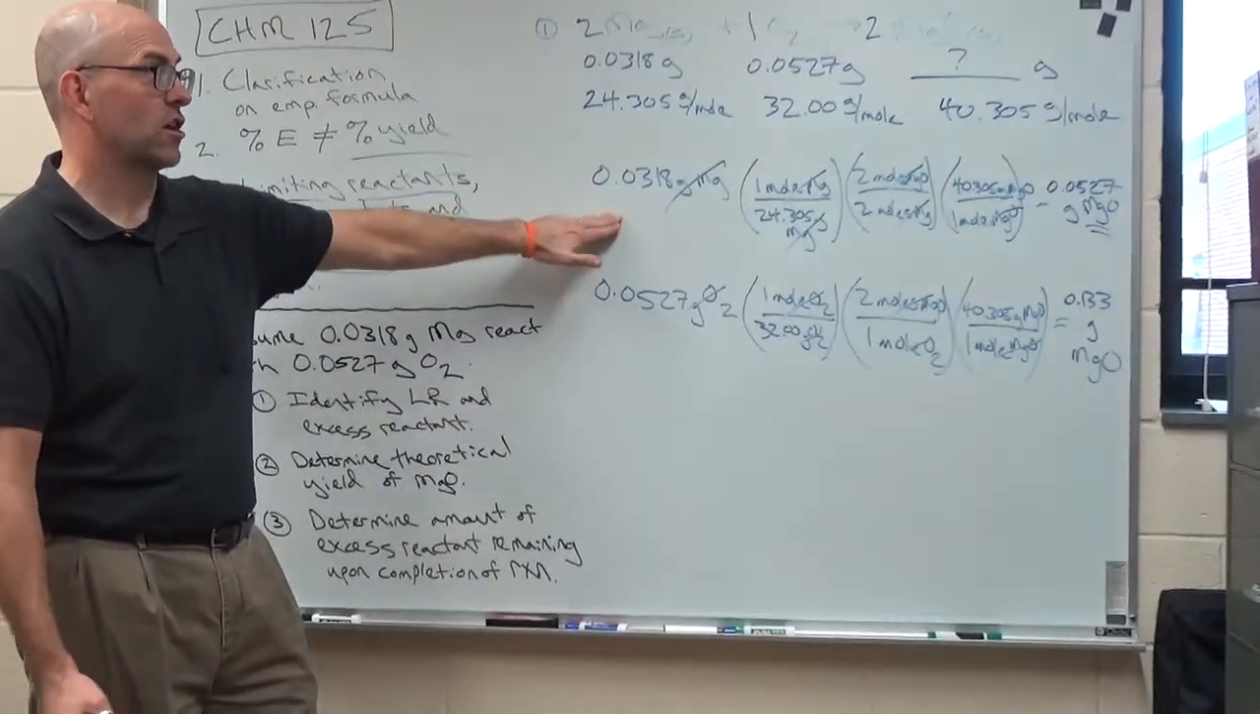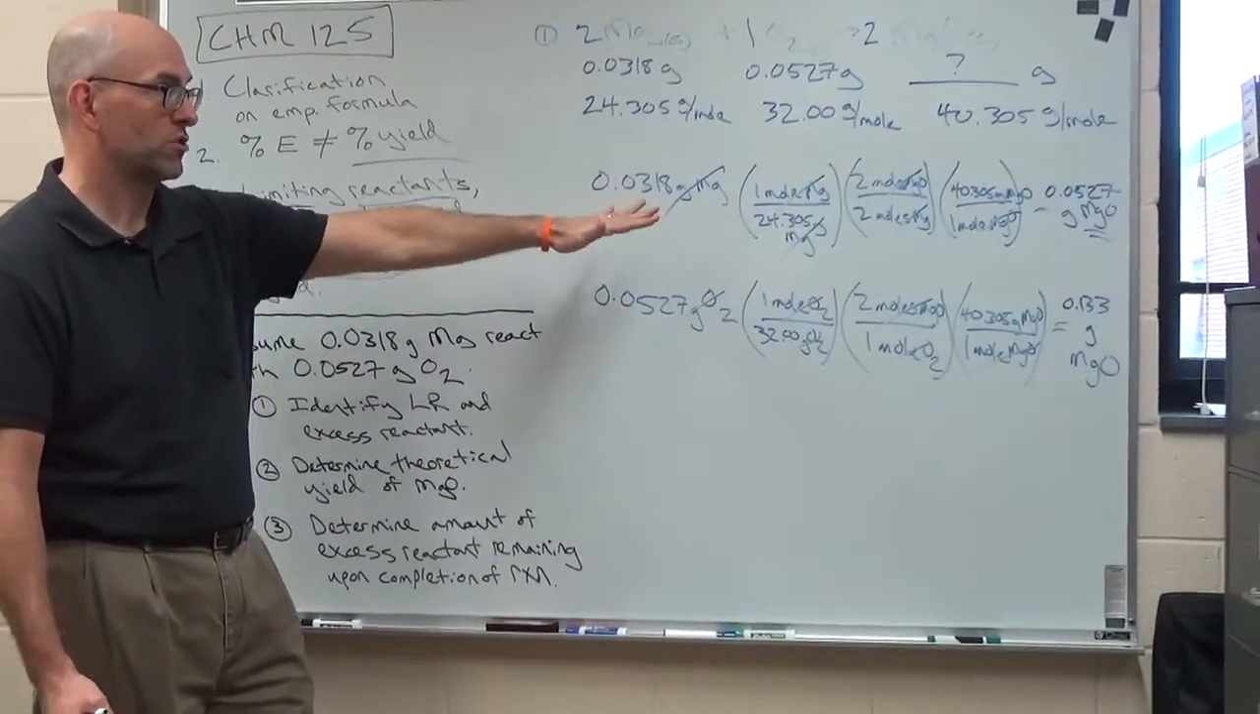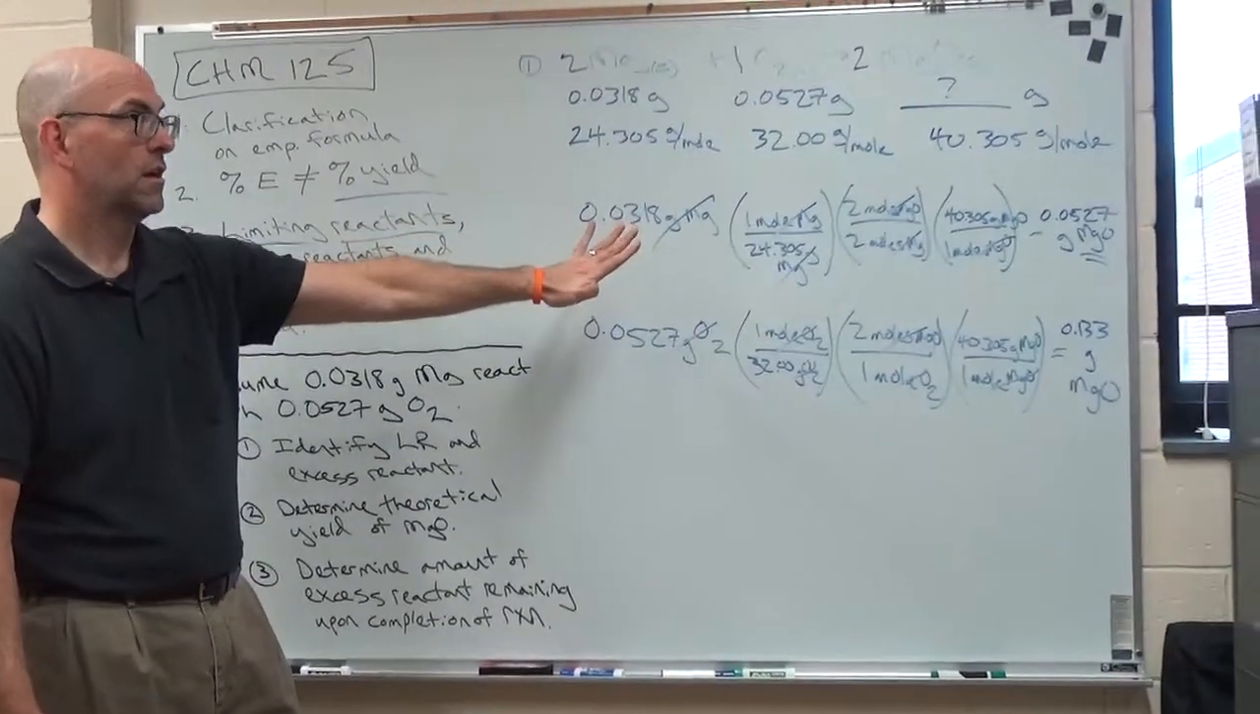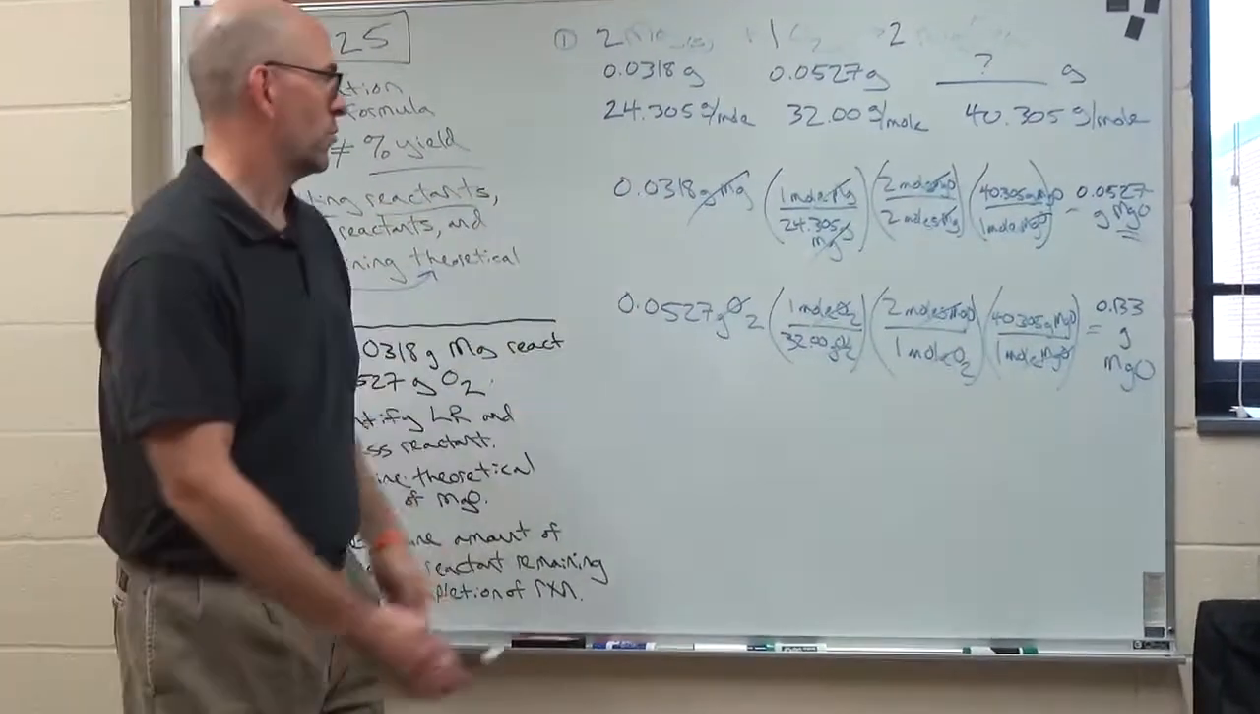Okay, doing the calculation, I think all of you can do that. That's a 3-step unit conversion problem. You can do that problem without knowing any chemistry. If I give you the unit conversions, you can just do it. But you have to know the chemistry and how to interpret it. So what does this mean?